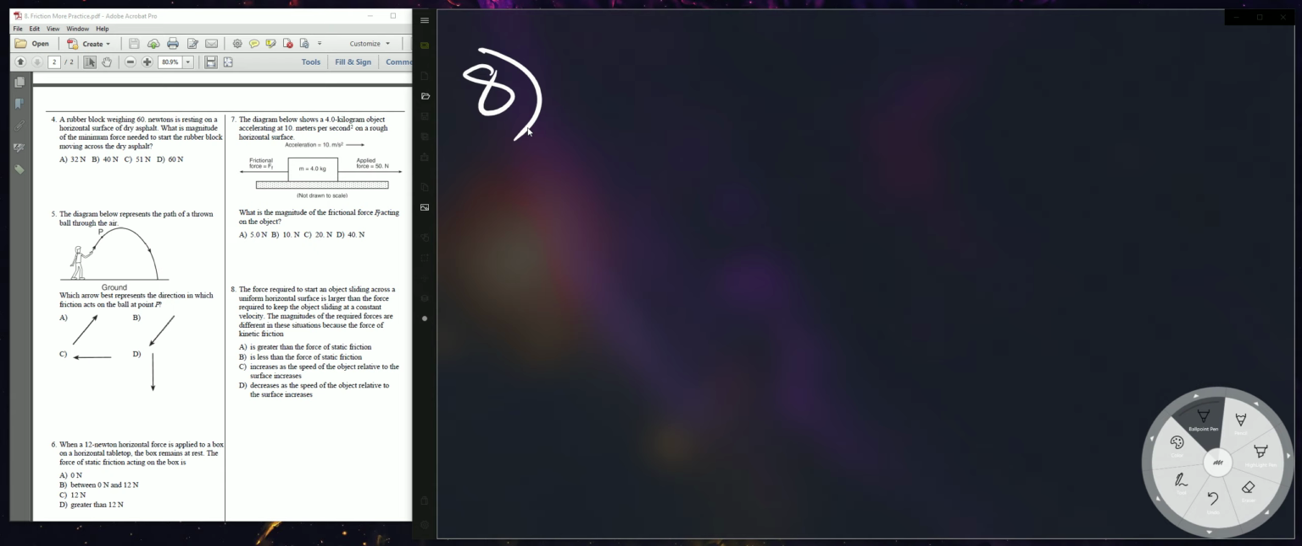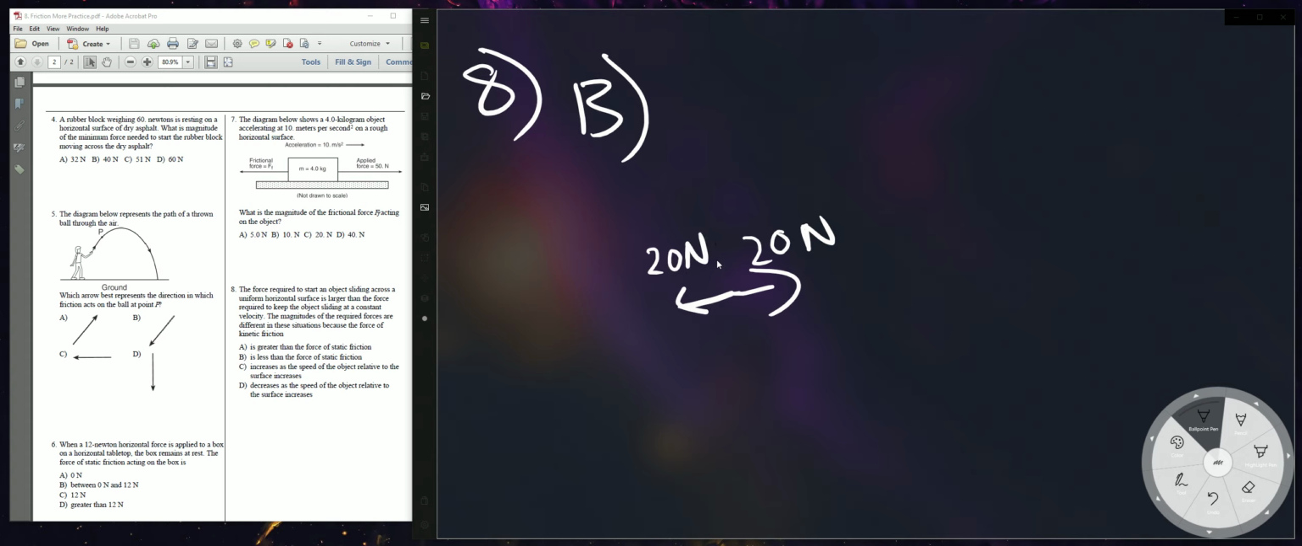8. The force required to start an object sliding is larger than the force required to keep the object sliding at a constant velocity. The magnitudes of required force are different in these situations because the force of kinetic friction is less. It's literally in the problem. They say the force required to keep the object sliding at a constant velocity is lower than the force required to start the object from rest. Because if I apply a force of 20 newtons that way and I don't get it moving, there's a static frictional force of also 20 newtons back.